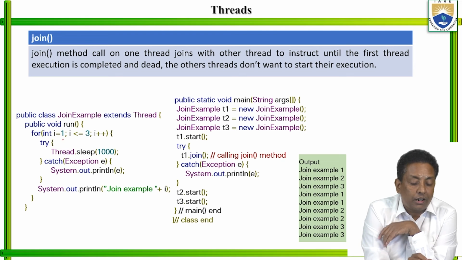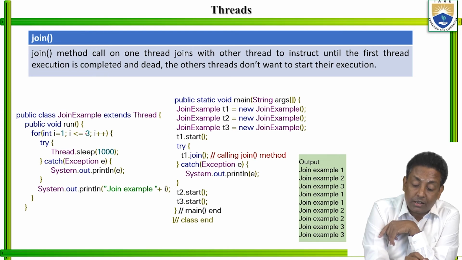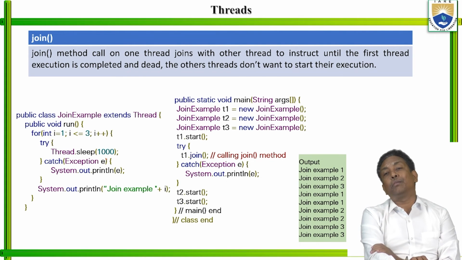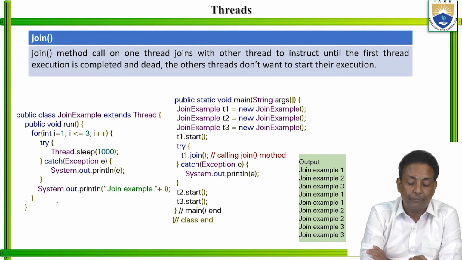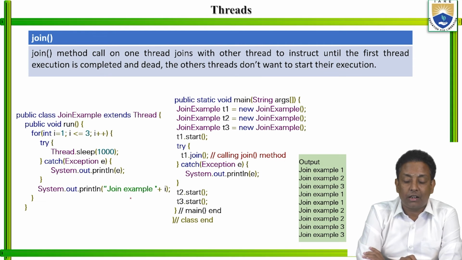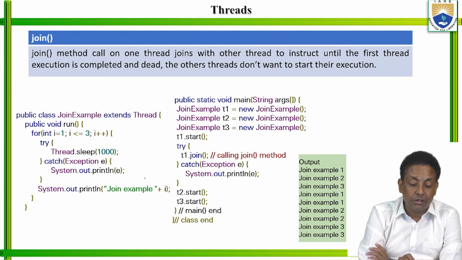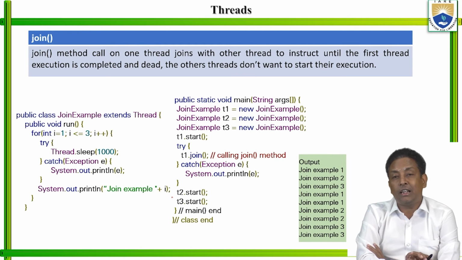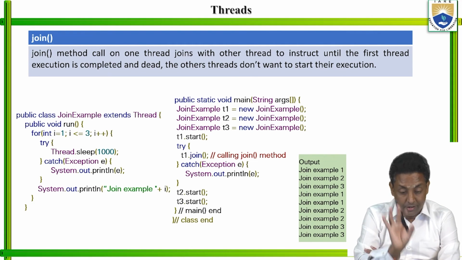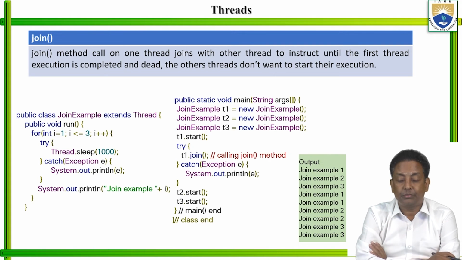In the run method, we iterate a loop 3 times, and each time the thread starts, it iterates a loop 3 times. Each time the loop iterates, it sleeps for 1 second. 1000 milliseconds is equal to 1 second. Then it prints the join example 1. After the next 1000 milliseconds, once again it is called, then 2, once again 3. Every time it first delays for 1000 milliseconds and then prints its value. Such an example, join example 1.